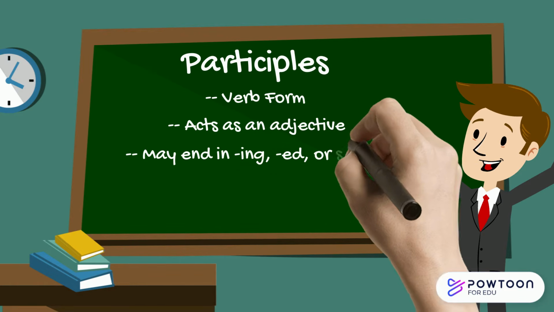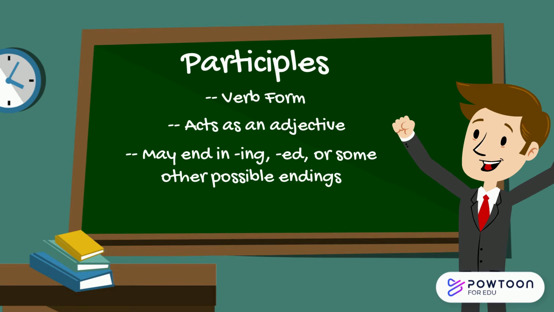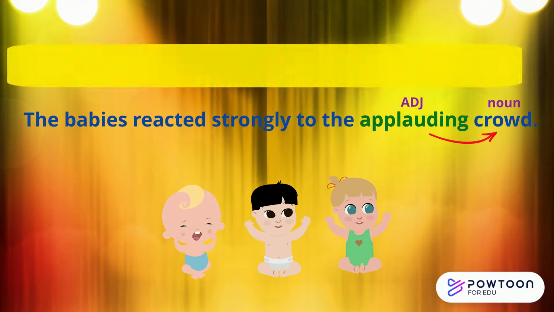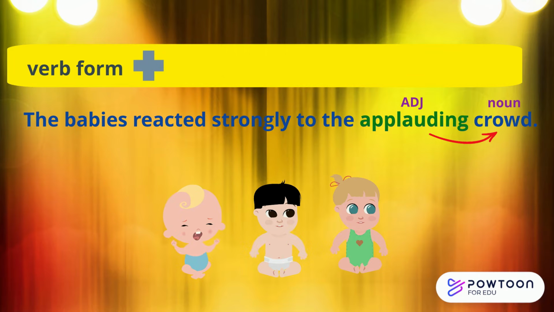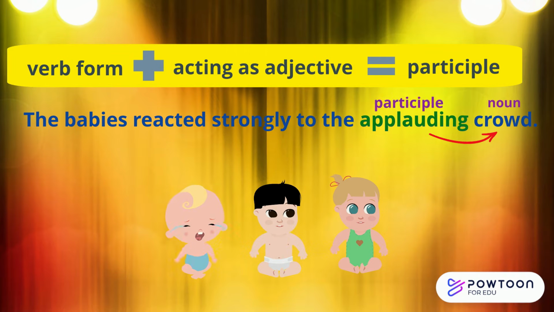Participles commonly end in ing or ed, but can have many other endings. Let's take a look at a couple examples. The babies reacted strongly to the applauding crowd. Applauding is describing crowd. Since crowd is a noun, that makes applauding an adjective. Applauding is also a verb form because applaud is something you can do. That makes it a participle.